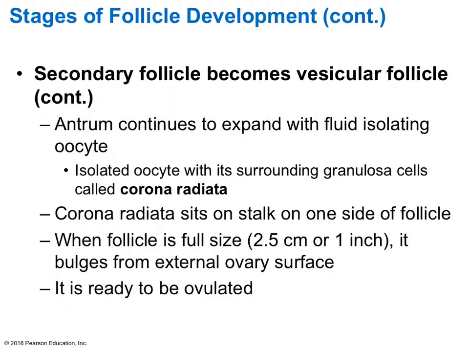And towards ovulation, that vesicular follicle, the antrum is going to continue to grow, continue to expand with the fluid. And eventually the oocyte is going to be sitting at the back of the follicle, more or less connected to the side of the follicle by a stalk. So the follicle grows and grows and grows because of the growing antrum until basically it bulges from the surface of the ovary.